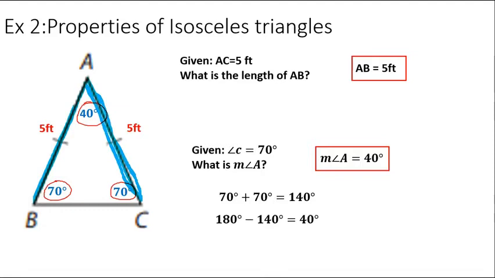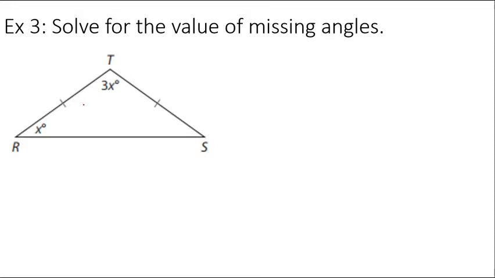Okay, so let's go into example 3. You're going to solve for the value of the missing angles. You know that in an isosceles triangle we have three angles: this angle here, this angle over here, and the third angle up here. And remember, the two base angles R and S are congruent to each other. So if this is X, that means that this is also X over here. So X, X, and 3X.